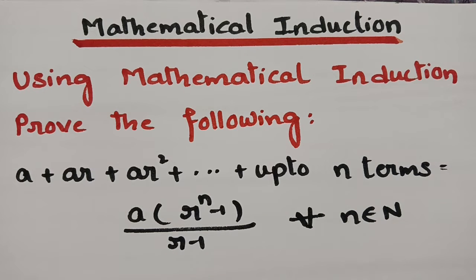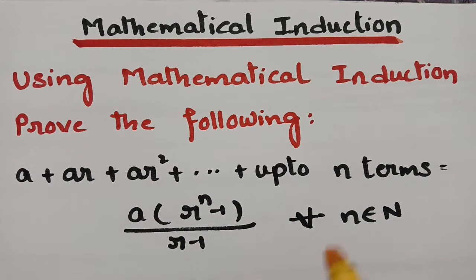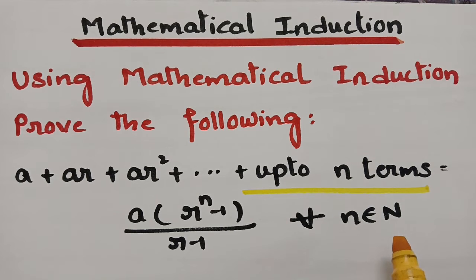And let's begin with today's topic on mathematical induction. This is related to MFCS, DMS, DMGT and Intermediate 1A. And now in this video, using mathematical induction, we have to prove the following, that is A plus AR square plus and so on up to n terms, which is equal to A into r power n minus 1 by r minus 1, where n belongs to natural numbers.